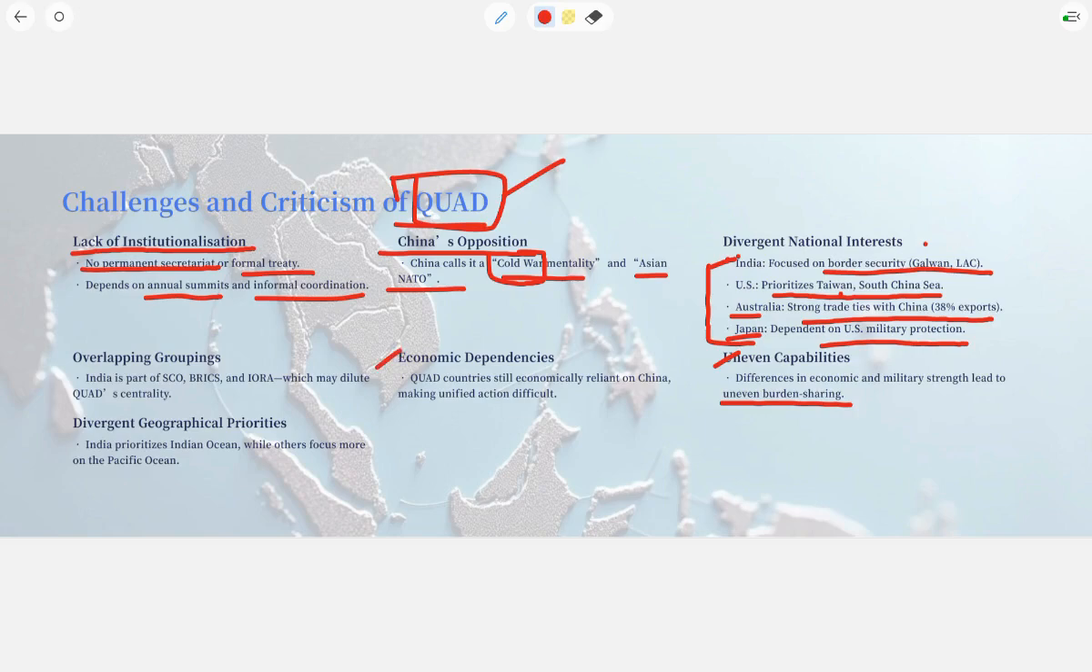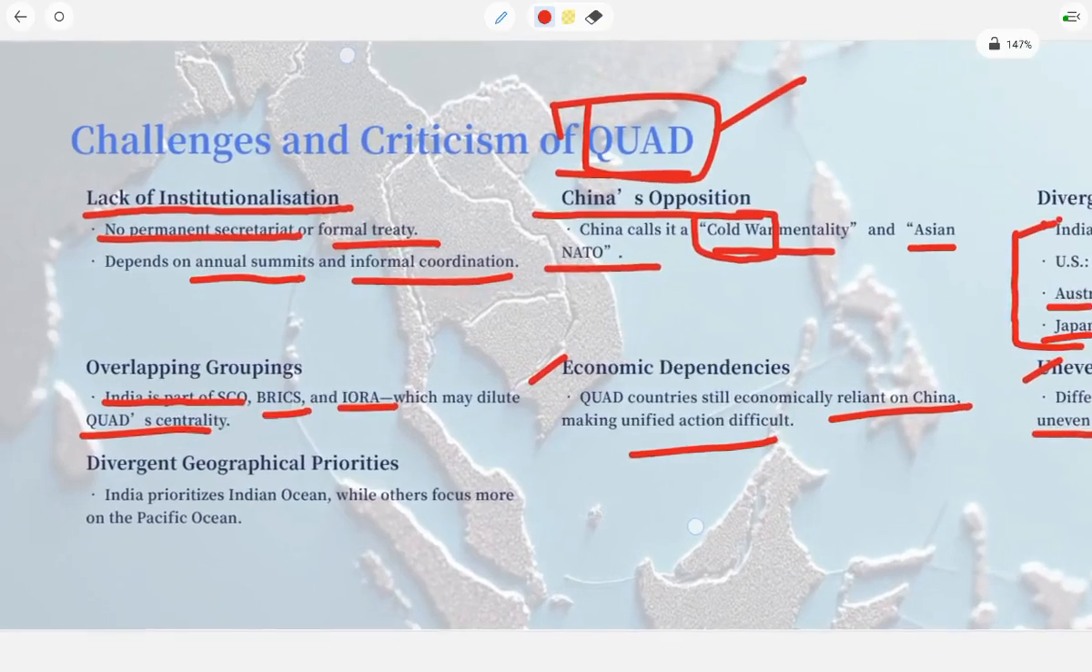Economic dependency. Quad countries still economically reliant on China, making unified action difficult. So here again, China's challenge is very prominent. India is part of SCO, BRICS, and IORA, which may dilute Quad's centrality. Now again, India is not only a part of Quad; it is a part of BIMSTEC, ASEAN, BRICS, SCO. So it can dilute the centrality. The challenges they are having with Quad, they are coming together. So it might dilute also.